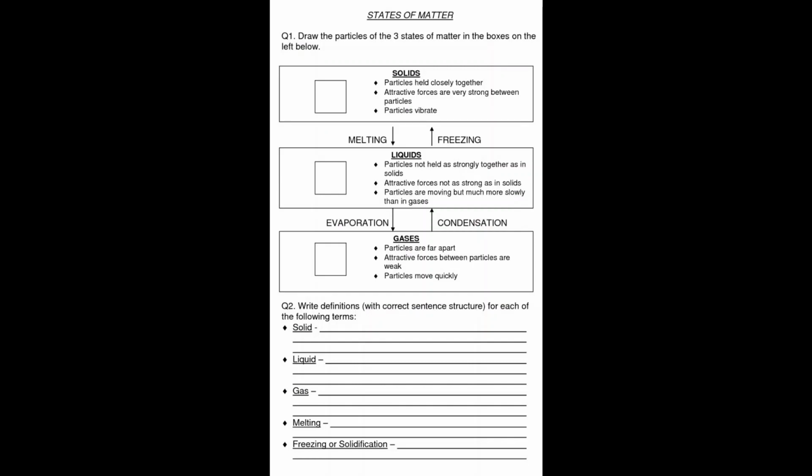Okay? So I just wanted to show this to you before I talk about each specific state of matter here. So there's three of them. There's solids, liquids, and gases. And I'm going to go over each one and talk about what the characteristics are for each state of matter. So let's go ahead and talk about those now.